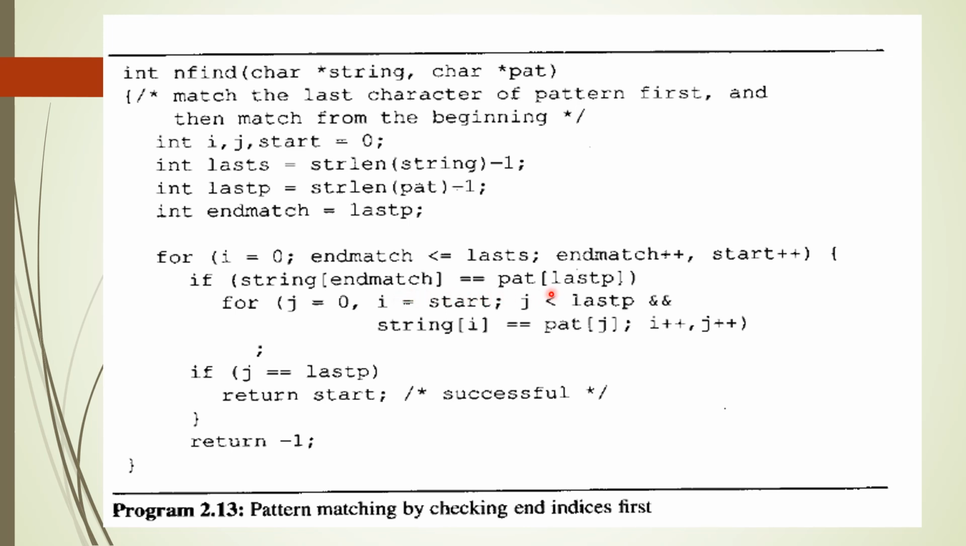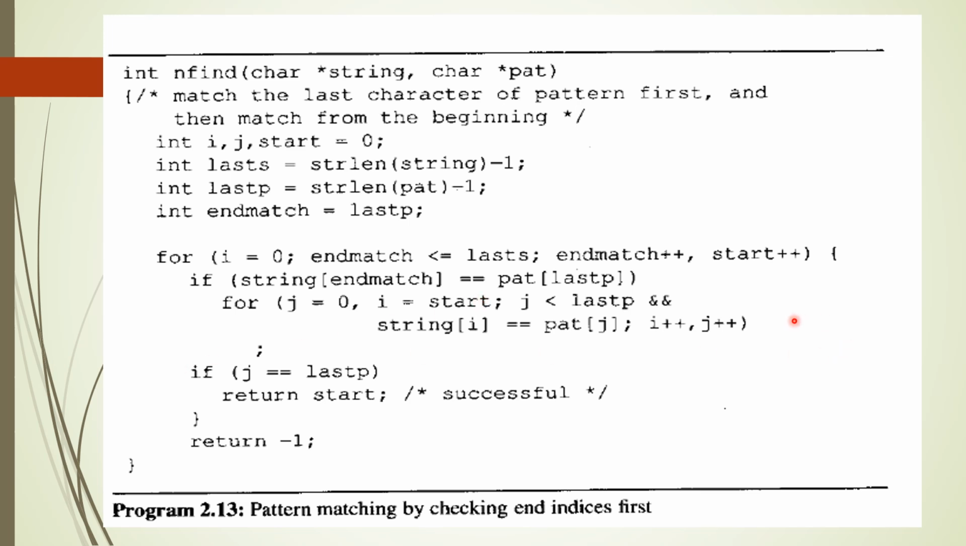If there is a match, then you start from the beginning. That is j is equal to 0. j is pointing to the first character of the pattern, and i is equal to start. Start is pointing to the first character of the text. If i is equal to start, then j is less than last p. Last p is the last character of the pattern. So as long as j is less than last p, you compare the first character of the pattern with the corresponding character in the text. If there is a match, increment i and j, and again it goes back to this loop only.